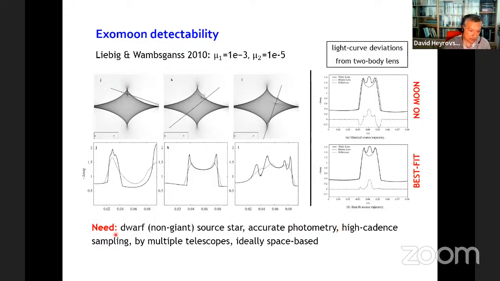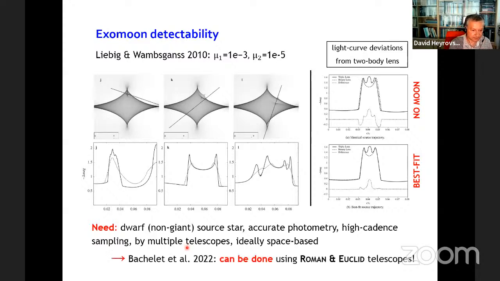What you also need is high cadence sampling of the light curves, because this is 1/100th of the Einstein radius. So if you have sparse sampling, you won't see this, or you'll get just one point here, which will be hard to detect from just a random Gaussian deviation. Ideally, you want to observe it by multiple telescopes to have confirmation of any feature. And ideally, of course, you want to have them space-based for all of the reasons above: accurate photometry, high cadence sampling, and multiple telescopes.